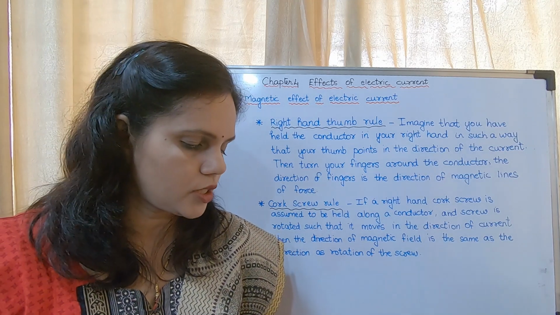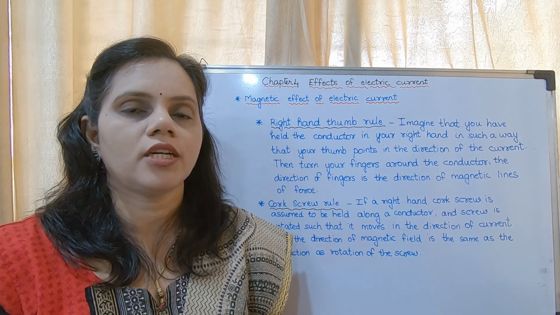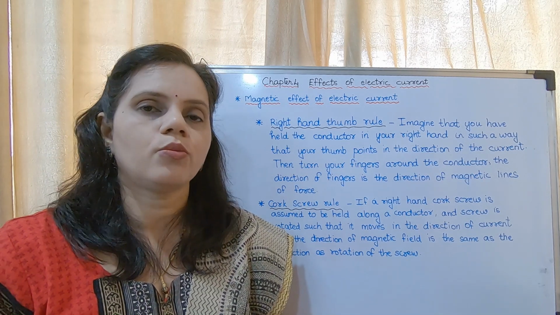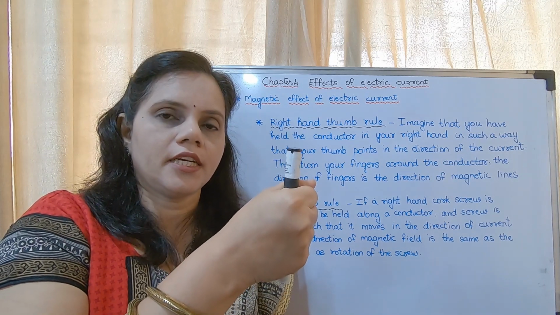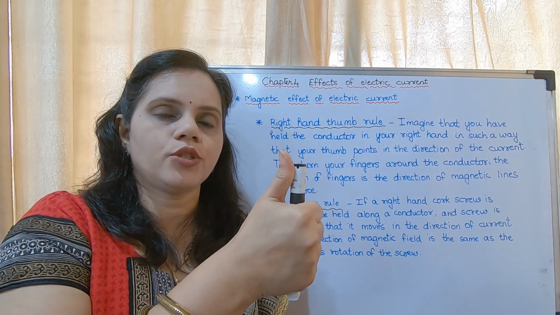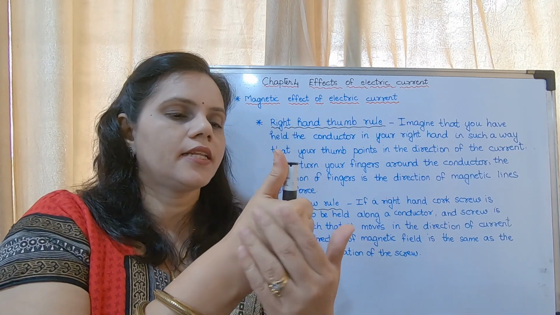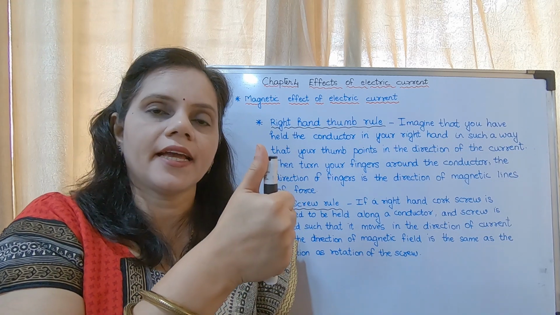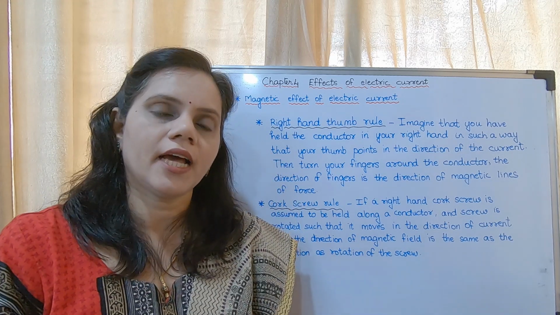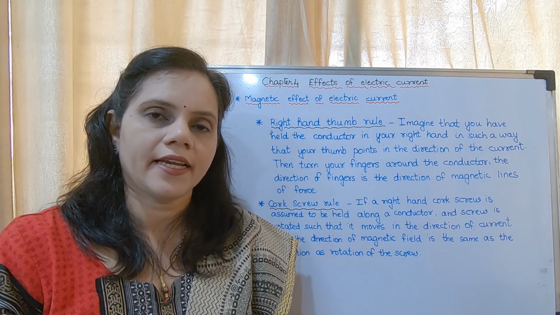Okay, in the questions mostly they ask what is right hand thumb rule. So what is right hand thumb rule? If you hold your conductor in your right hand and the thumb shows the direction of current, then the curled finger shows the direction of magnetic field. The diagram is given in the textbook. With the help of diagram you have to write the rule.